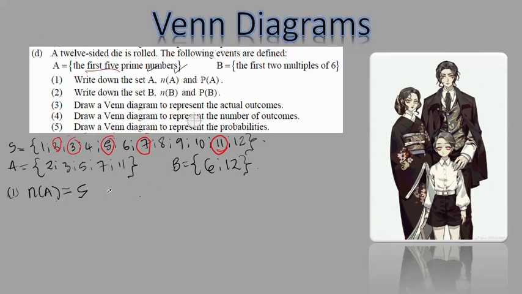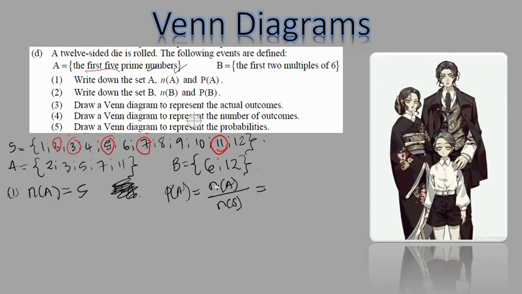Okay, we said n of A is 5. I have 5 items in A. And then afterwards, this question wants the probability of A. Write that. Probability of A is the number of items that are in A over the number of items that are in the sample space. You always start with the formula.